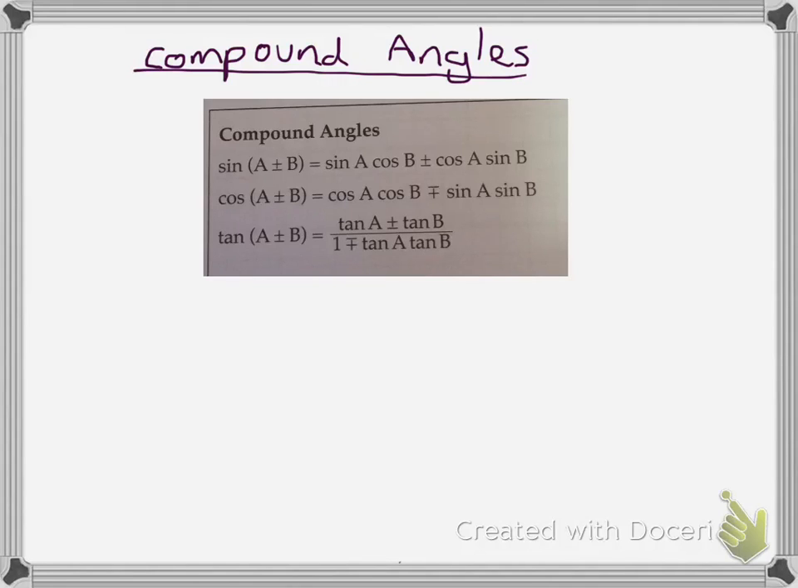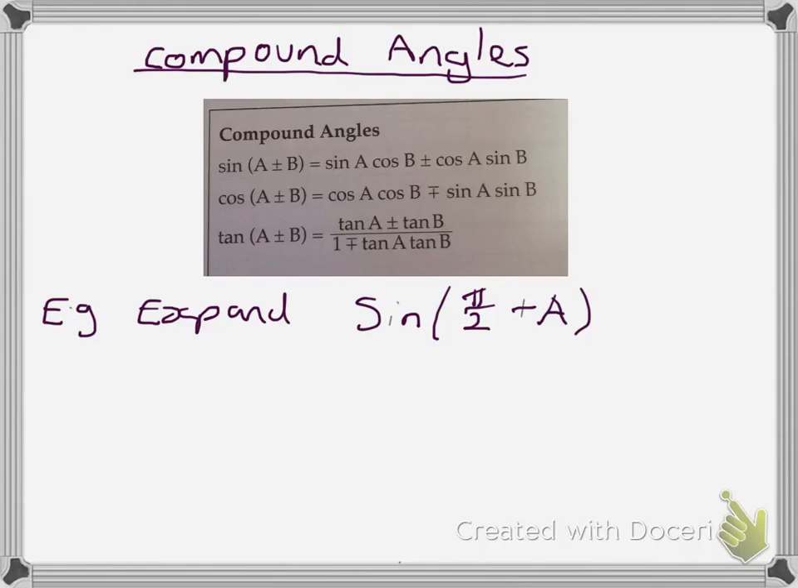So as I said, there's not a lot to do with these, it's just another load of identities that you may need to use to help prove some other things. Or indeed, you may use them to help simplify some things. For example, a question might be to expand the following: sine of pi over 2 plus A.